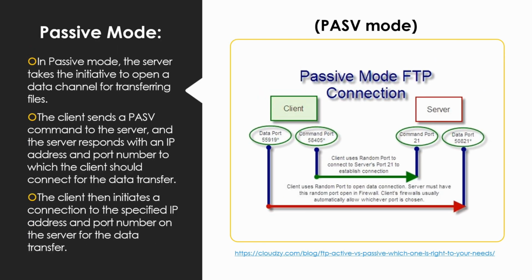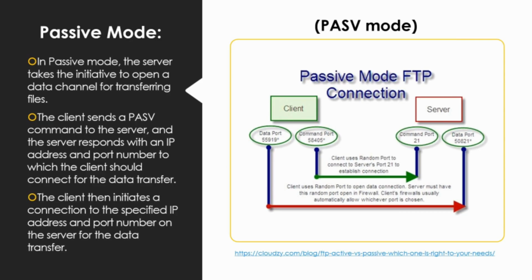Passive mode. In passive mode, the server takes the initiative to open a data channel for transferring files. The client sends a PASV command to the server and the server responds with an IP address and the port number to which the client should connect for data transfer. The client then initiates a connection to the specified IP address and the port number on the server for data transfer. The PASV command indicates passive mode. Now we have understood the difference between active mode and passive mode in FTP protocol.